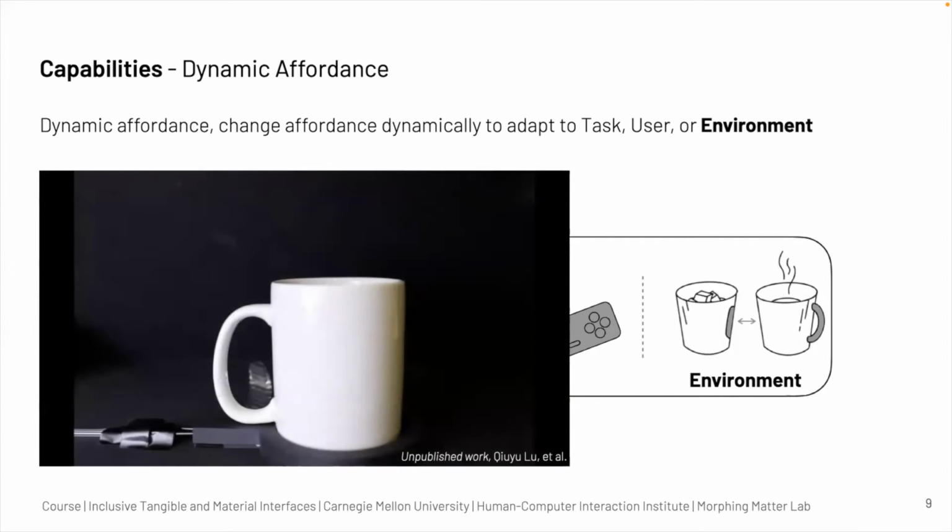Okay, the next type of dynamic affordance is about changing its affordance to adapt to different environments. Please take a look at this video with the question: what kind of information does this shape-changing tree want to convey to the users?